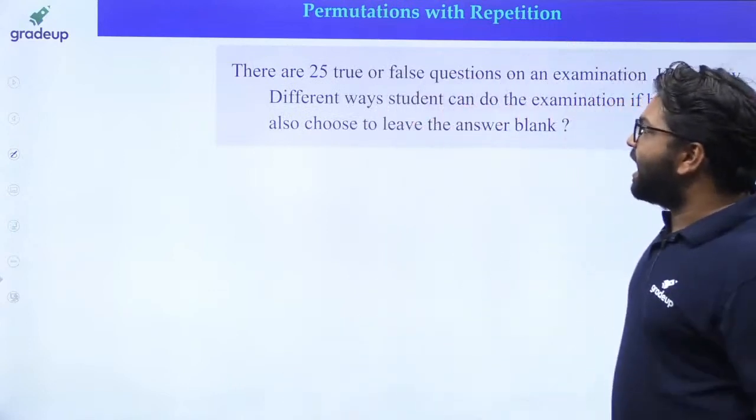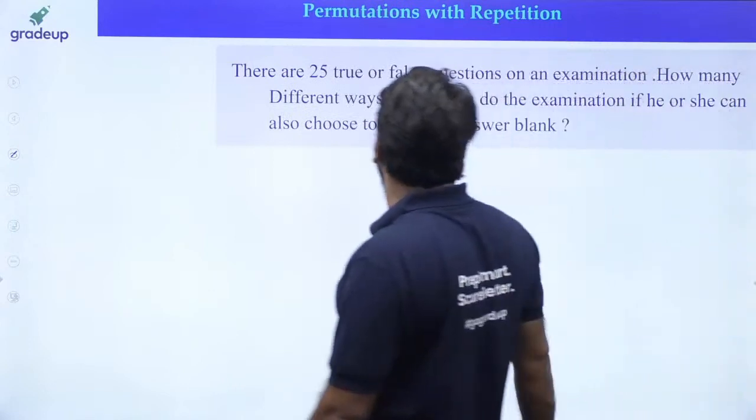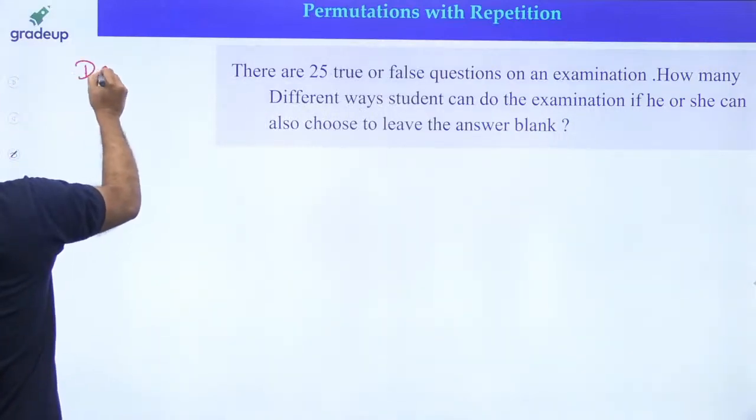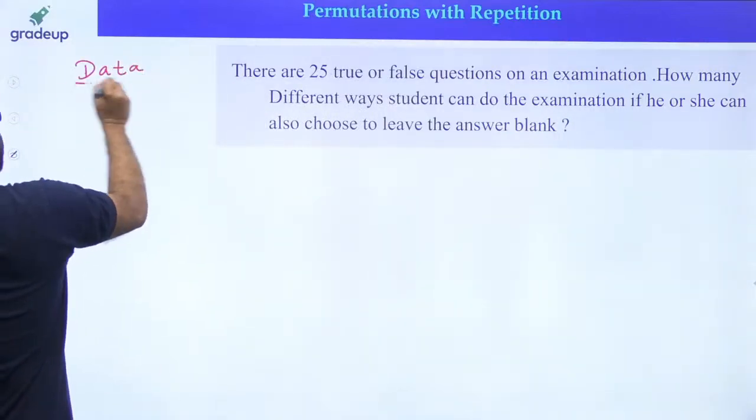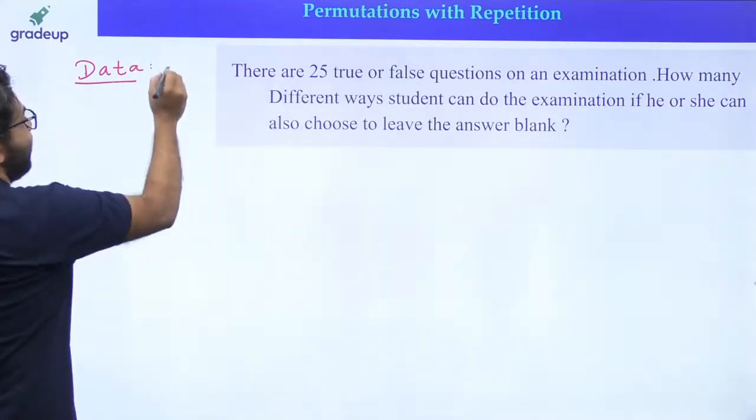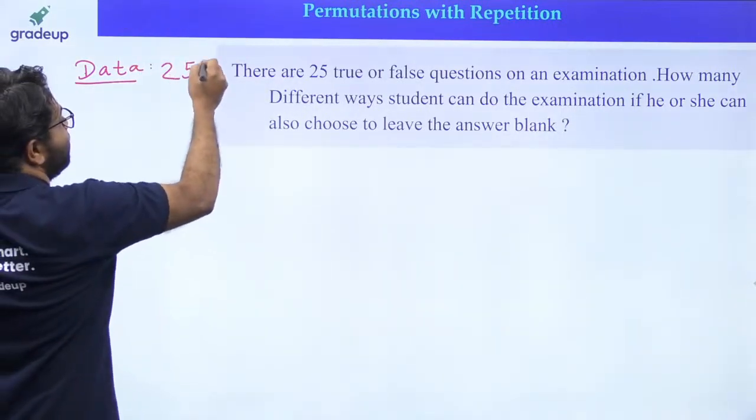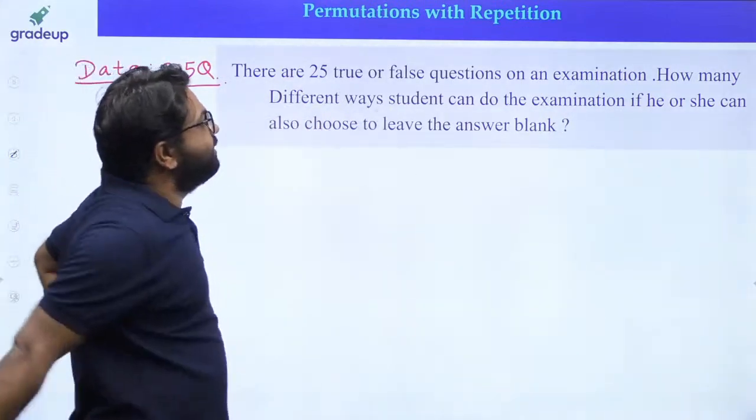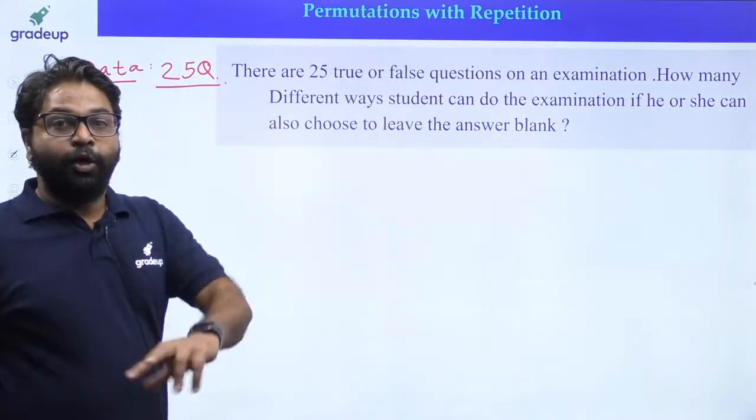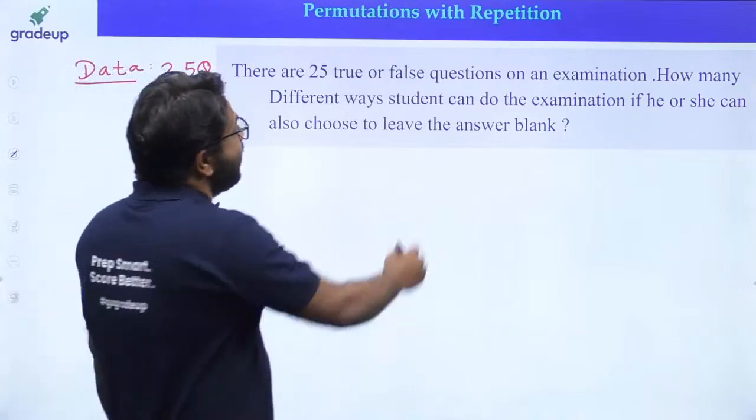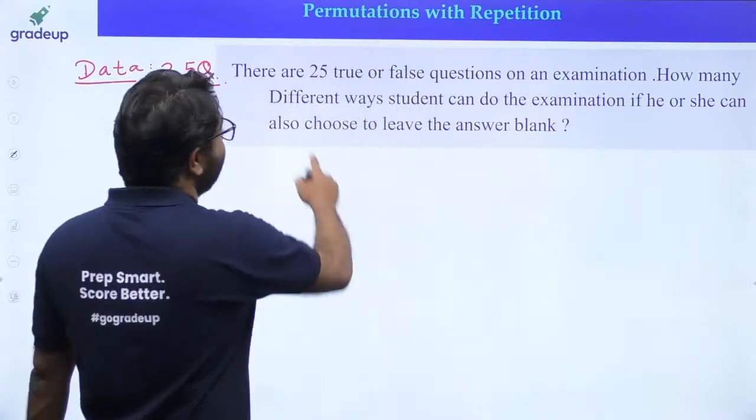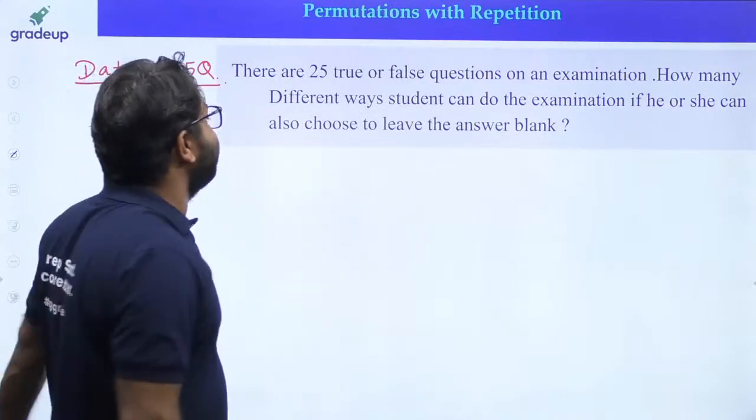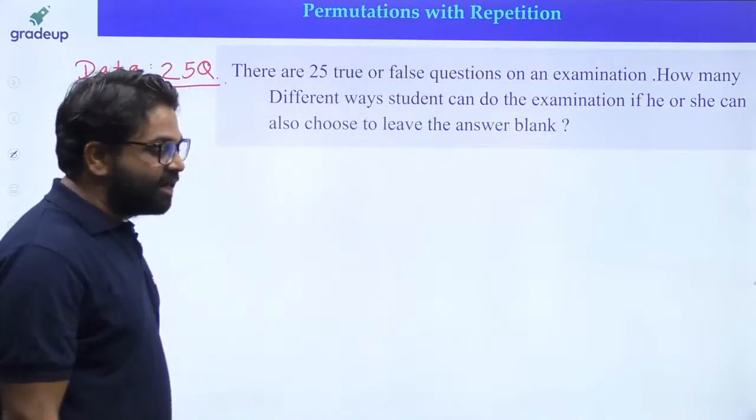Let's consider there are 25 true or false questions. First of all, try to write down the data. What is the data that they have given? Always try to decode the questions. They have given 25 questions, and this is basically a true or false type of questions on examinations. Then how many different ways can a student do the examination if he or she can also choose to leave the answers blank?